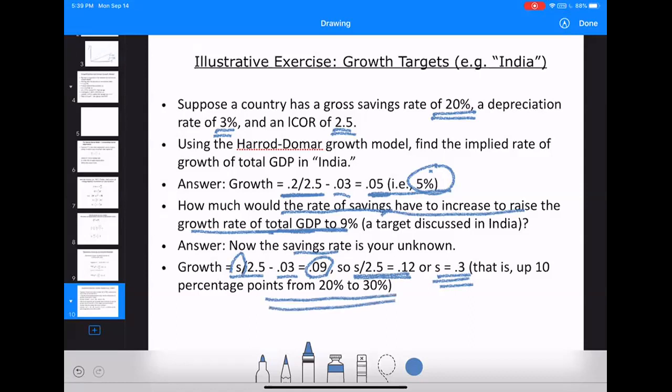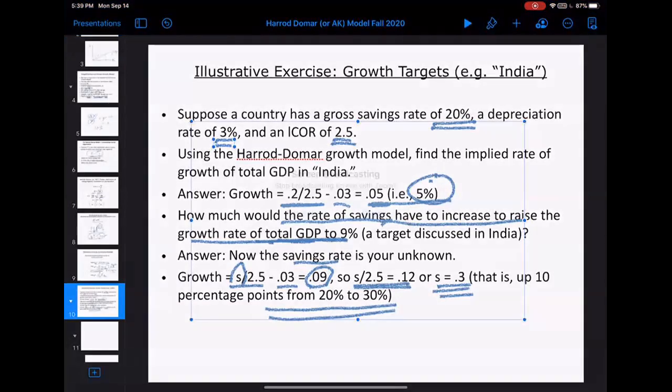So that is the basic introduction and overview to the Harrod-Domar linear growth model. And we'll have a chance to discuss this in class as well.